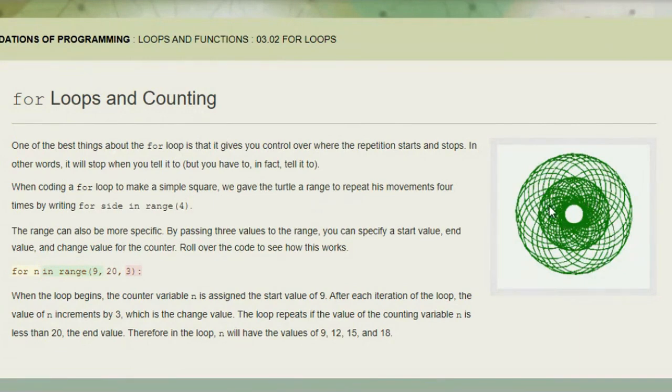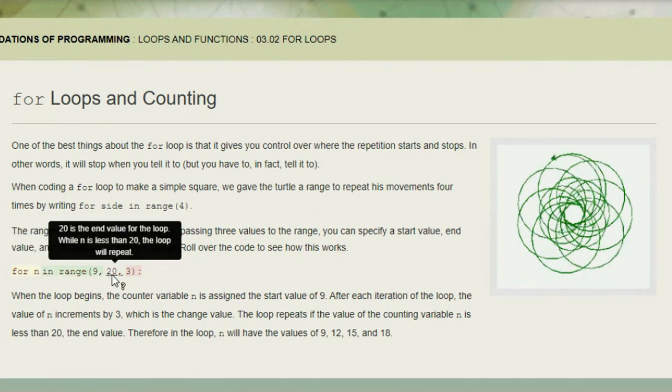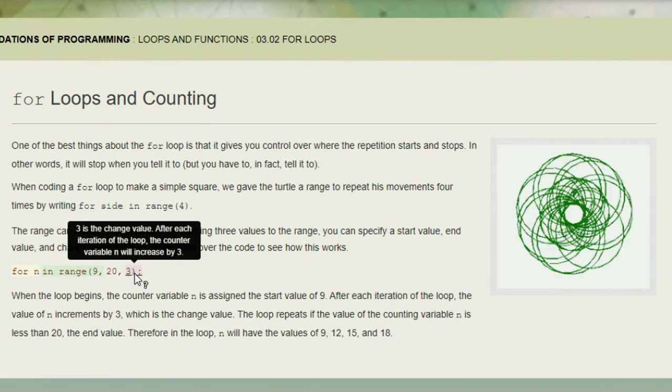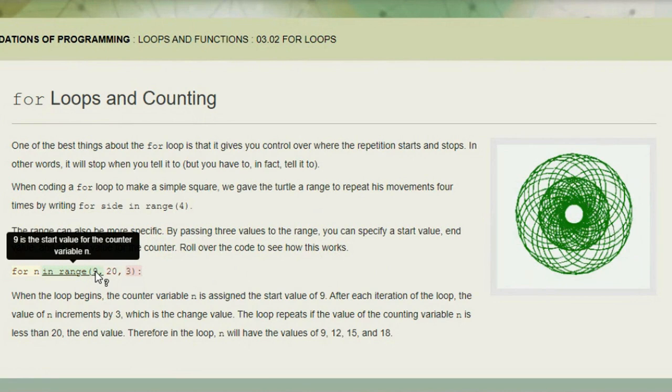Well, look at this drawing they're making over here on the right. That's pretty fancy. The range can be more specific. By passing 3 values to the range, you can specify a start value. We could make our range start with number 9, count to number 20, and go by 3s. So 9, 12, 15, 18, and then it would stop. That would just be 4 loops. But maybe you want to use that loop number inside your loop for the side angle, for something like that.